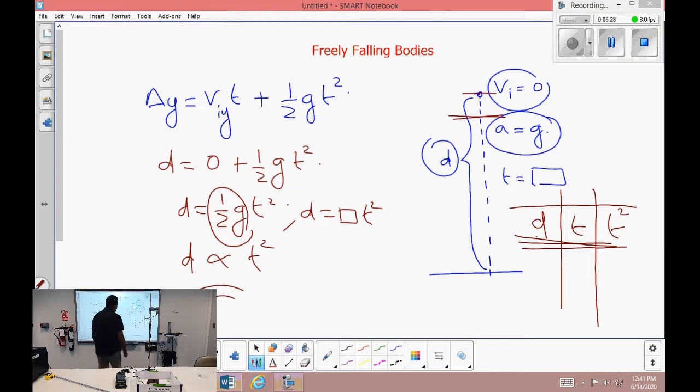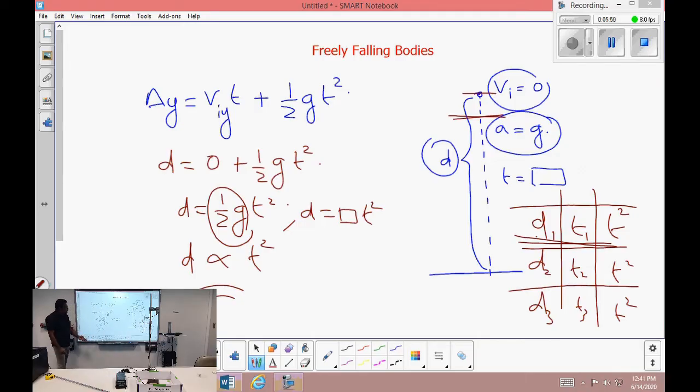What will happen if I decrease the d? I have a second d. I decrease the d, of course, the distance it travels is less, so the time will be less. I will get another time, and of course, I can find the time square. Now, I'm going to repeat this with a different d. So I will have a set of d and time square. And of course, we understand mathematically d is proportional to t square.